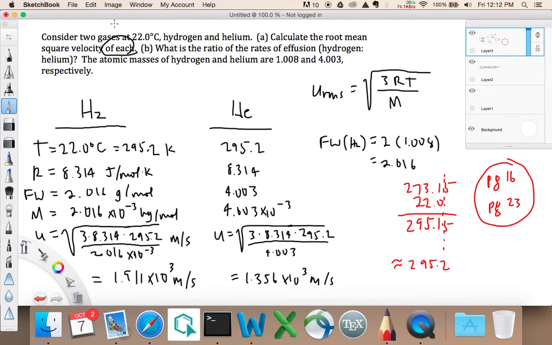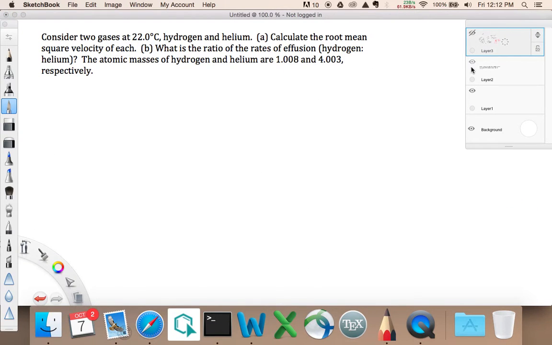That's the first thing we did, the root mean square velocity of each. Now the second part. Let's find the ratio of the rates of effusion of hydrogen to helium. Oh, by the way, hydrogen to helium.